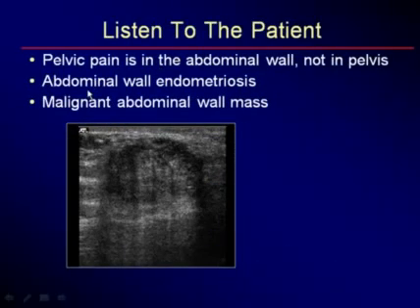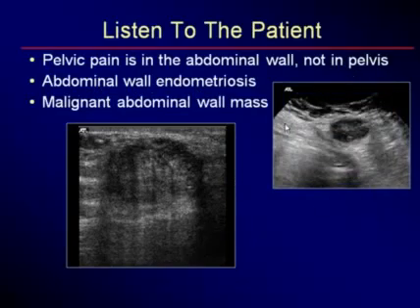Now, as we're scanning the patient, we listen, and in this situation the patient is telling us that the pain is not really in her pelvis. It seems that the pain is in her abdominal wall. She came for a pelvic ultrasound, but we change our transducer to a high-frequency linear probe, and we scan the area of pain, which was in the abdominal wall, and here we see a mass that ends up being abdominal wall endometriosis.